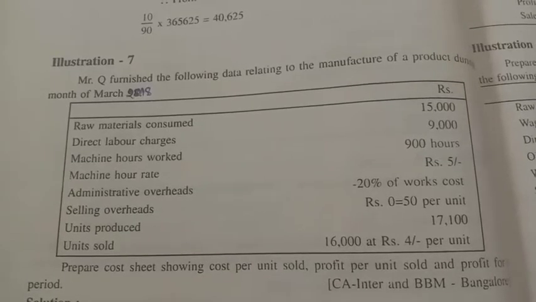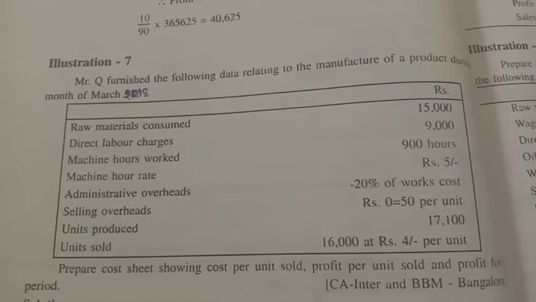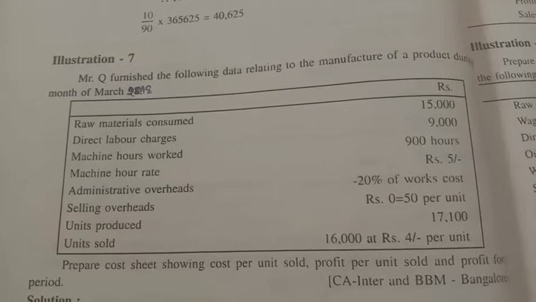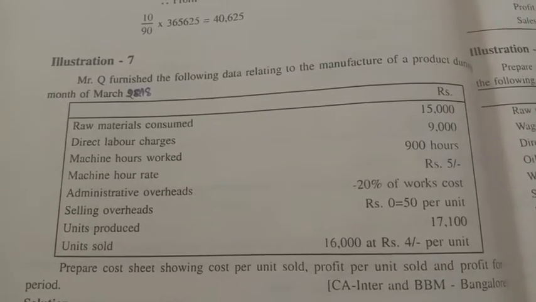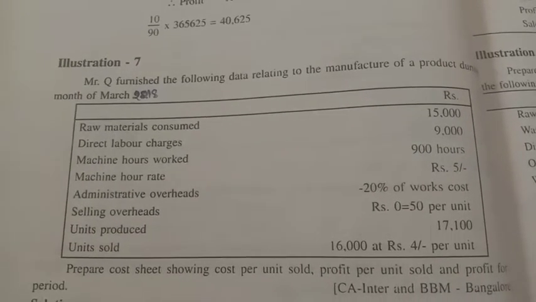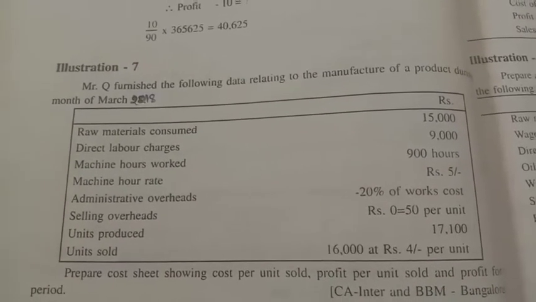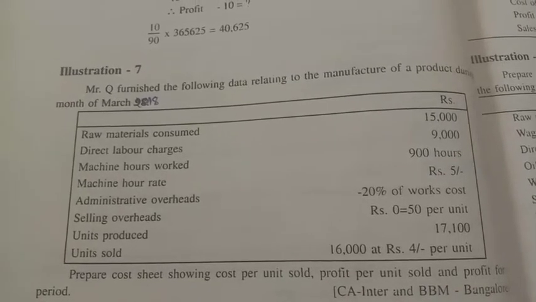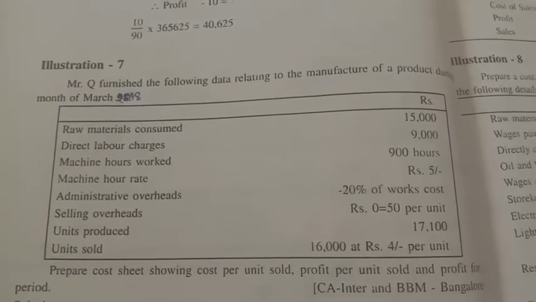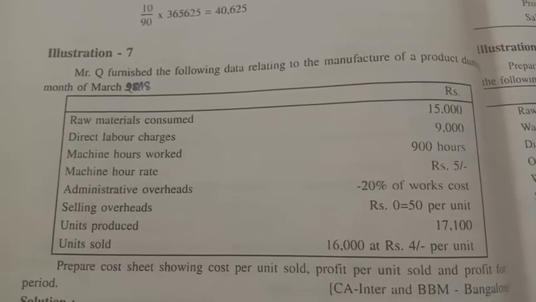Mr. Q furnished the following data relating to the manufacturing of a product during the month of March 2018. See the information. This problem is a little bit different. Even units produced will be given, and we have to find out what is the closing stock of finished goods. Okay, so see the information.